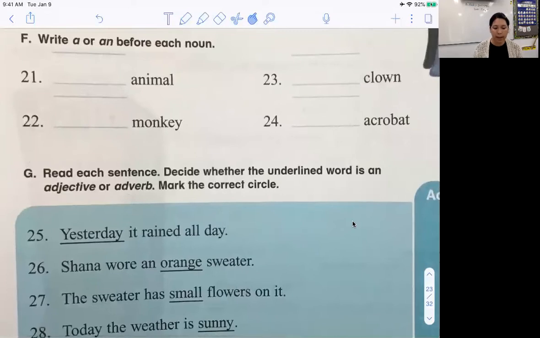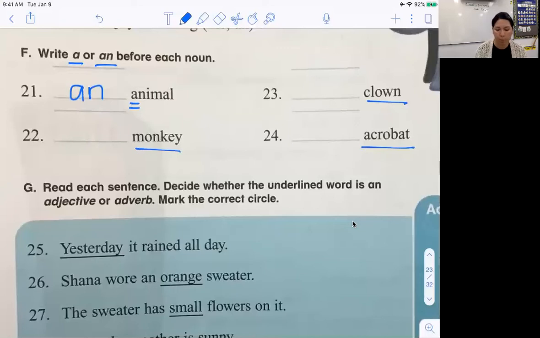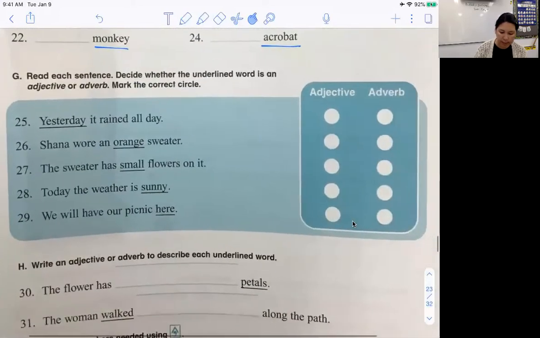And let's go to letter F. Write a or an before each noun. Animal. Animal starts with an A, so I need an. Go ahead and do a or an in front of monkey, clown, and acrobat. Do that now. All right, if you're not done, pause the video. Otherwise, we're moving on to this next section, letter G.